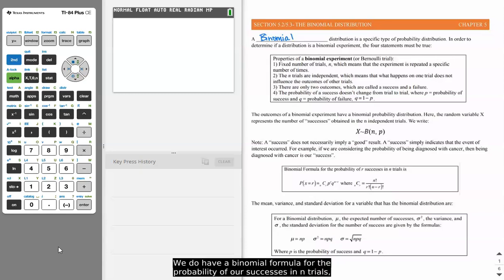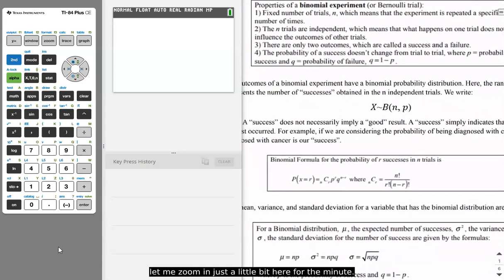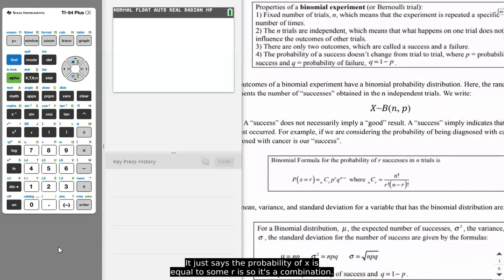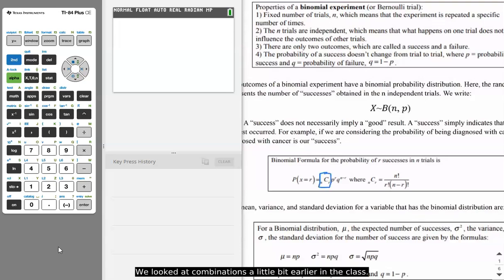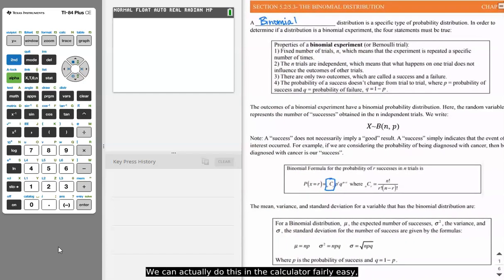We do have a binomial formula for the probability of our successes in n trials, and it may be a little bit hard to read. Let me zoom in just a little bit here. So it says the probability of x equal to some r is a combination, right? We looked at combinations a little bit earlier in the class. So n choose r times p raised to the r power, and then q raised to the n minus r. And we can actually do this in the calculator fairly easily, but this is sort of the more formal definition of our formula.